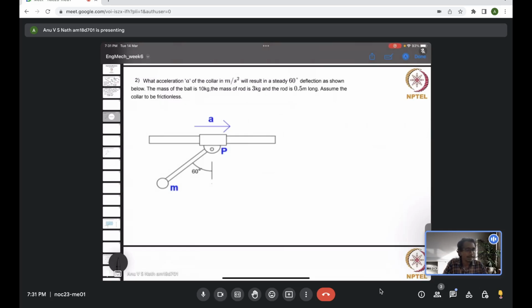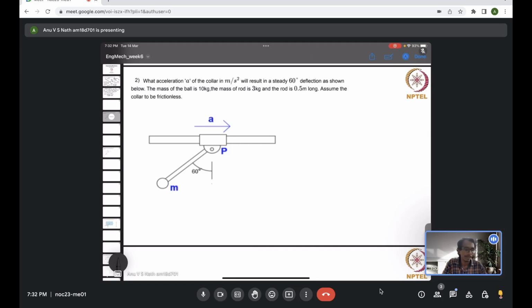What acceleration A of the collar, in meters per second squared, will result in a steady 60-degree deflection as shown below? The mass of the ball is 10 kg. The mass of the rod is 3 kg, and the rod is 0.5 meter long. Assume the collar to be frictionless.